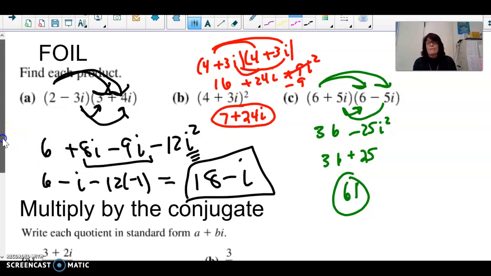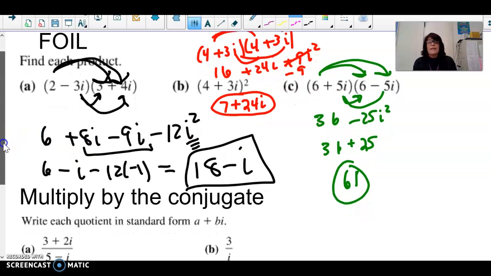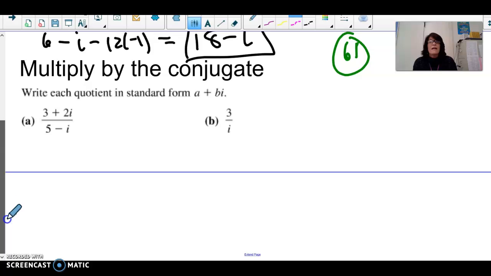We multiplied two imaginary complex numbers together and got a real number. Okay, that's why Rene Descartes invented them, so that we can stop having to say, oh, no real answer, guess we have to quit. No, mathematicians don't quit. Okay, so now we're going to multiply by 5 plus i over 5 plus i. Why? Because I want to get rid of the square root.